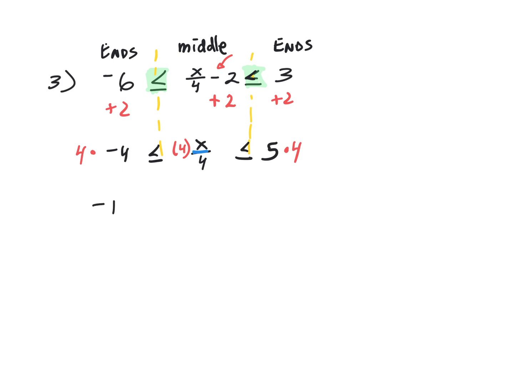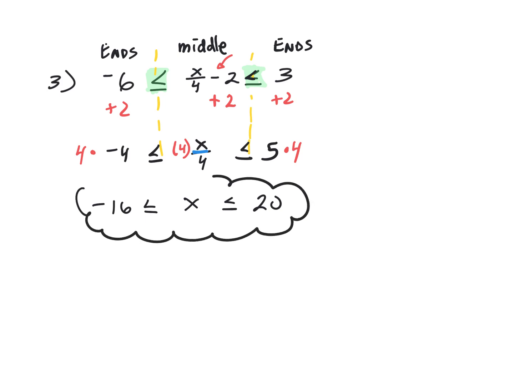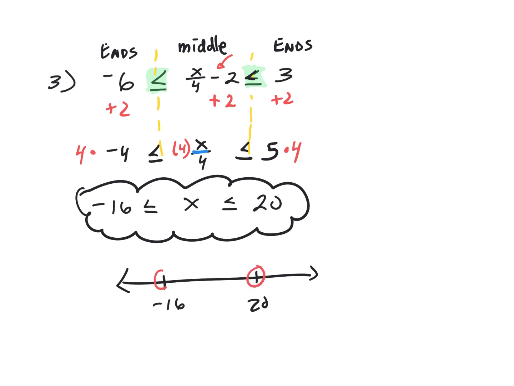So that gives us -16 on this end. And don't the 4's cancel out and leave us just an x in the middle? And 5 times 4 is 20. So this is your answer. And so what that means is we want all the numbers that are between -16 and 20. And because there are equal to symbols underneath there, we're including -16 and we're including 20.